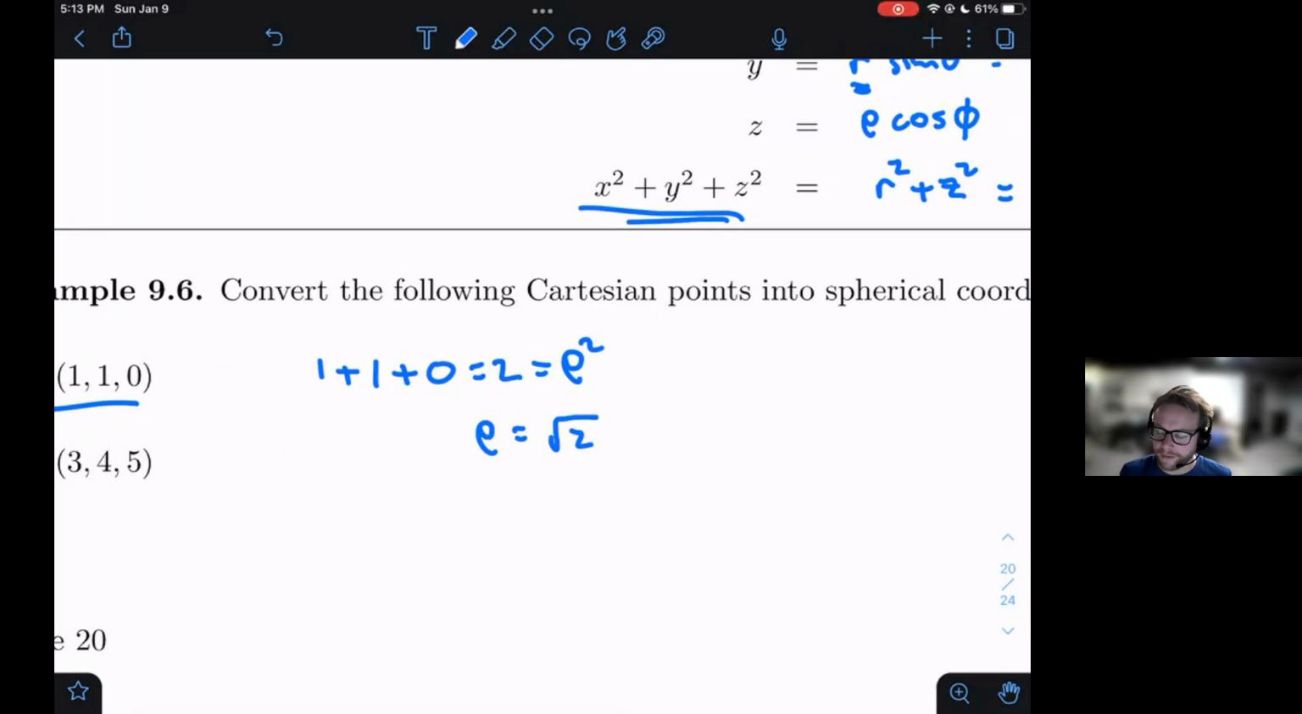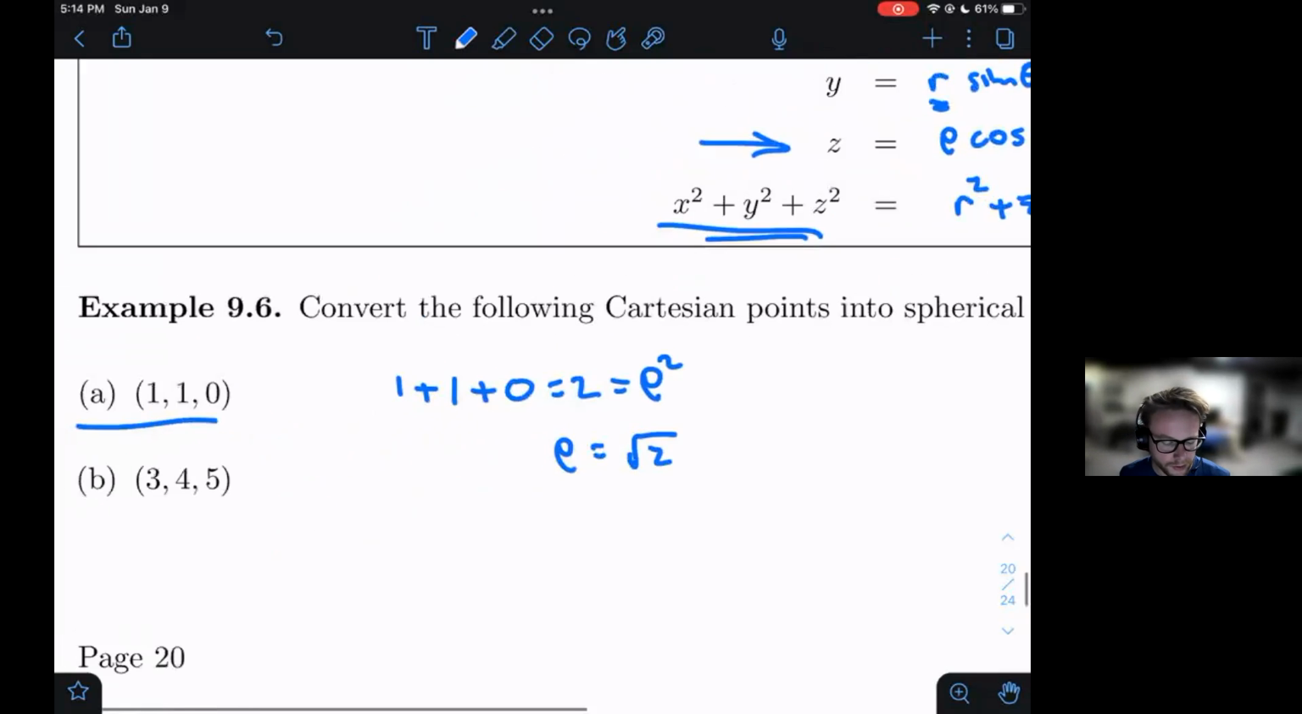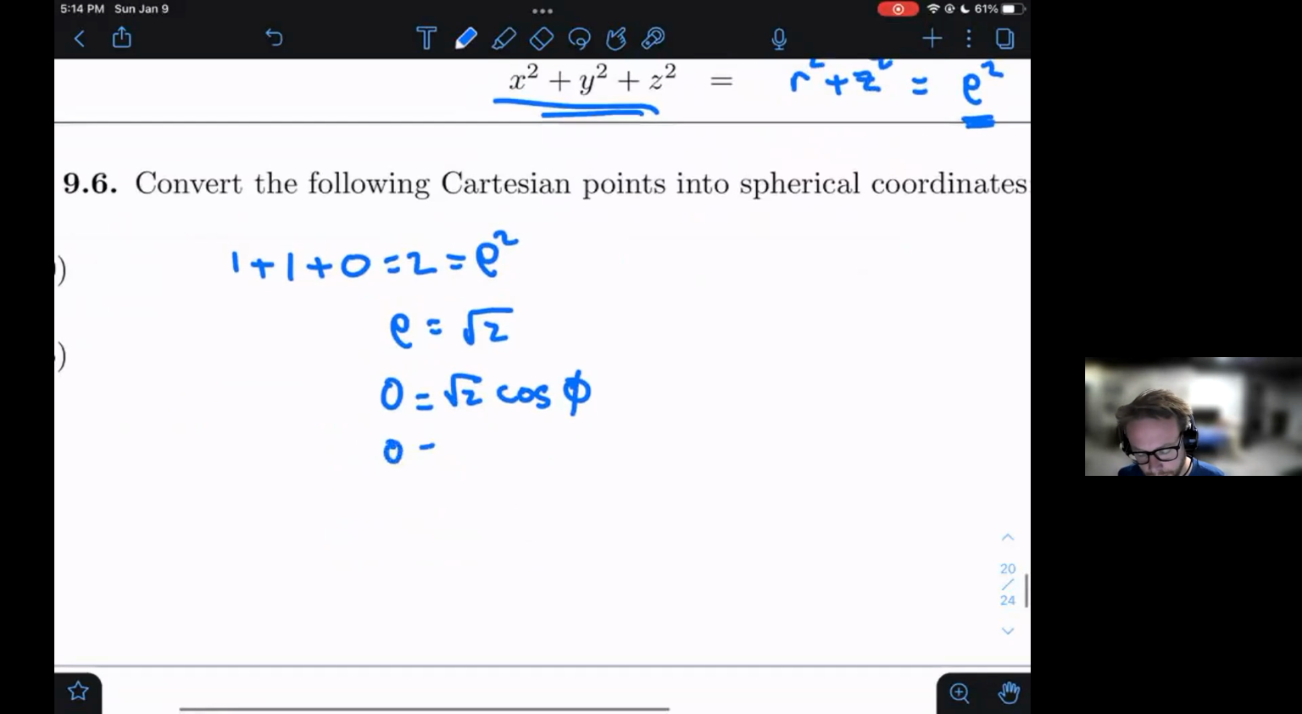Okay, well, now we have a few choices on how to proceed. I think one way to do this is to use this z coordinate next, right? We know the z coordinate is 0. So 0 is supposed to be equal to rho cosine of phi. And better yet, we know what rho is, right? Rho is supposed to be equal to root 2. If we go ahead and divide both sides by root 2, well, we're just going to get 0 is equal to cosine of phi. And cosine of phi, well, when does that equal 0? That's exactly when phi is equal to pi over 2.